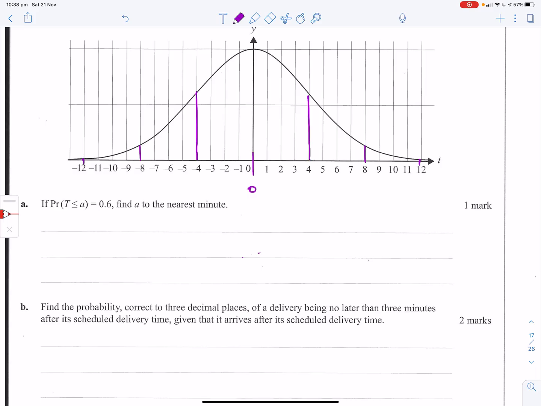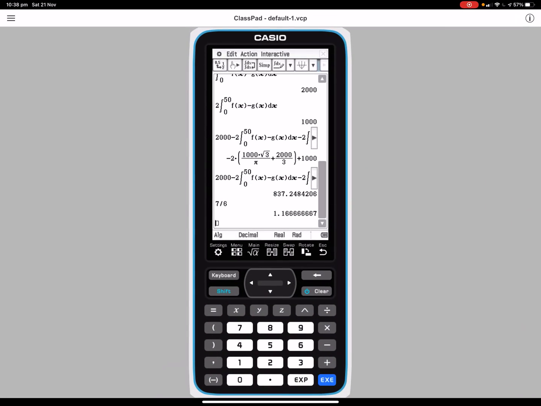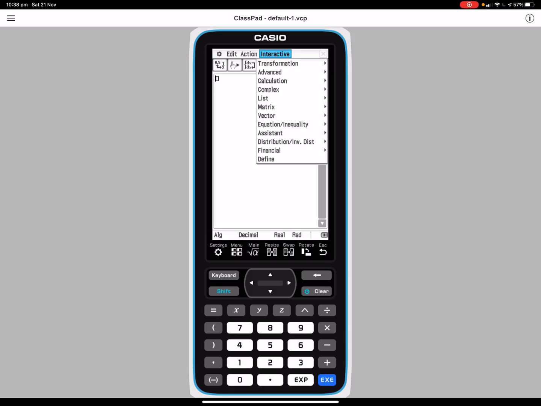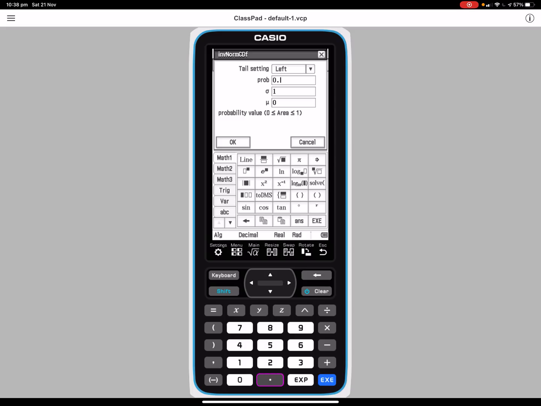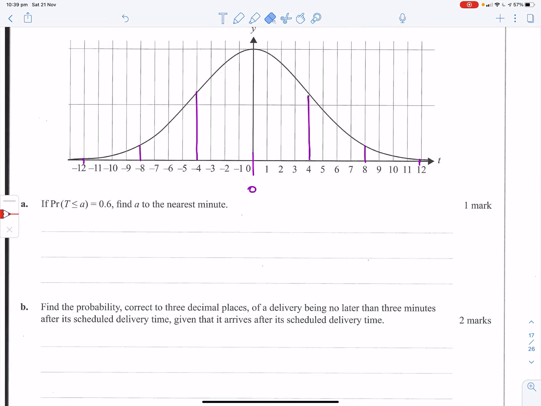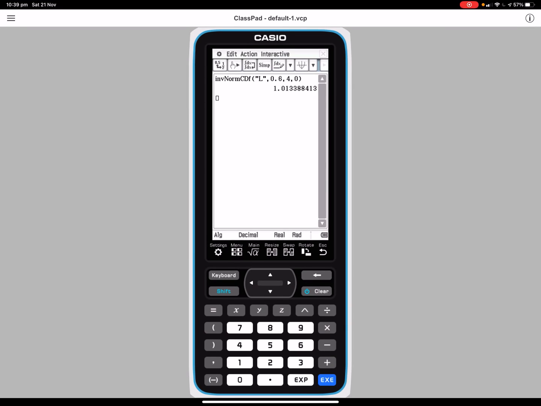If the probability that t is less than a is 0.6, find a to the nearest minute. So we want to find a. The area is 0.6 to the left, the standard deviation is 4 and the mean is 0. So a is 1 to the nearest minute.